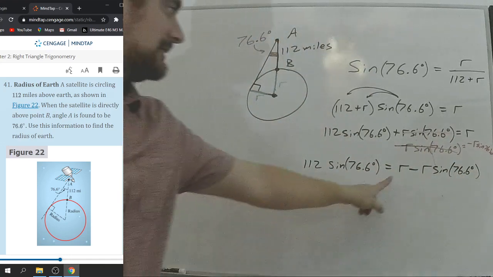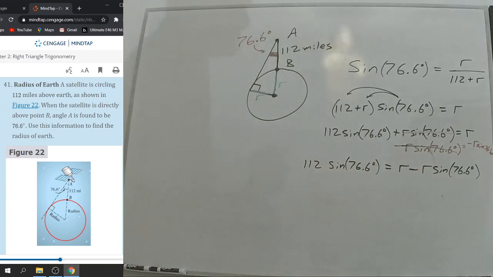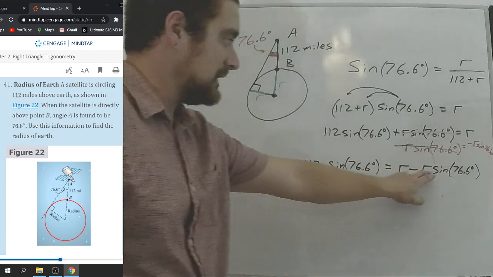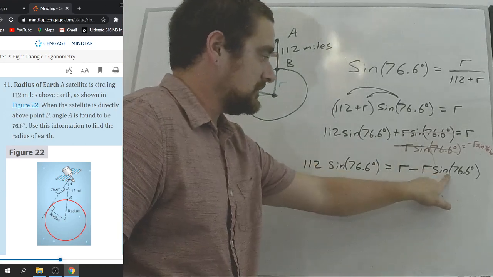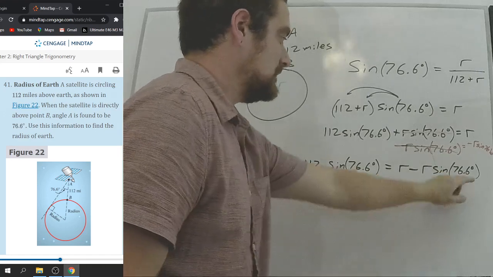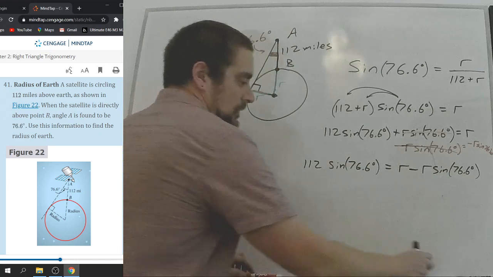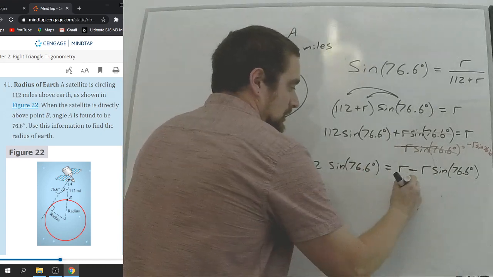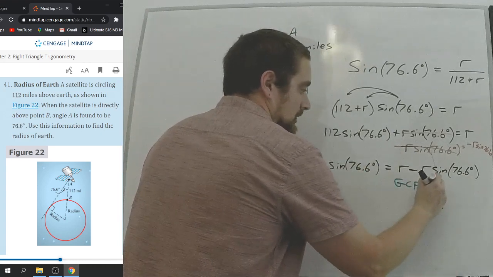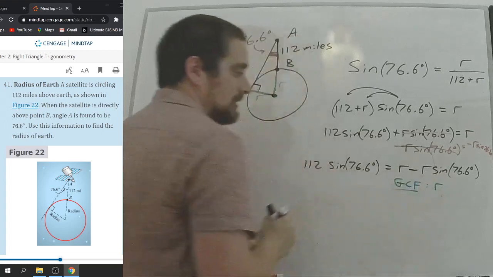Now I can't say that that is 0 times sine 76.6 degrees, right? Multiplication first. R times the sine of 76.6 degrees. Then I could do any sort of subtraction. So that's not the way we want to go about it. We want to factor out what we call the greatest common factor on the right-hand side, that being R.